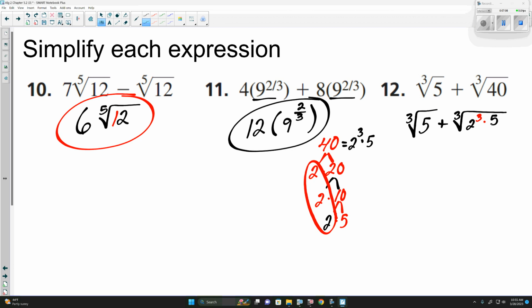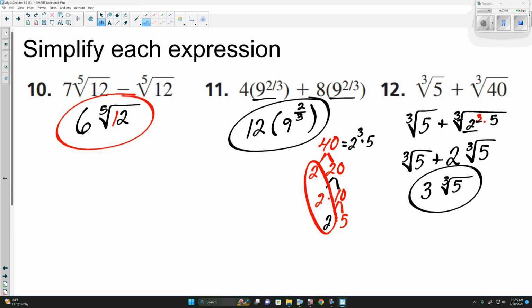Now we could split it back up and do exactly what we did on the last one. But the cubed root of 2 to the 3rd, what is the cubed root of 2 to the 3rd? If the index and the number match, the cubed root of 2 to the 3rd simplifies out. And it's still being multiplied by the cubed root of 5. So the cubed root of 5 plus 2 times the cubed root of 5 is? Guys.